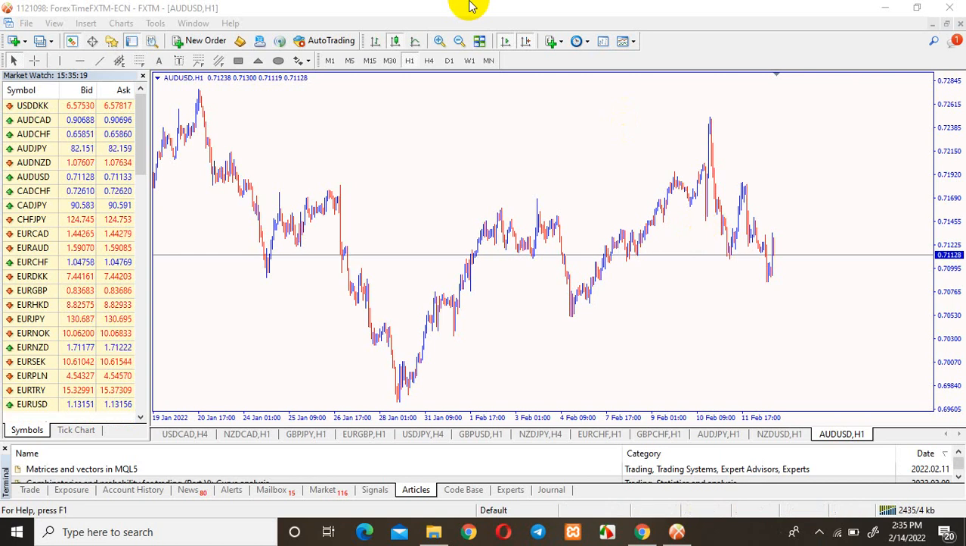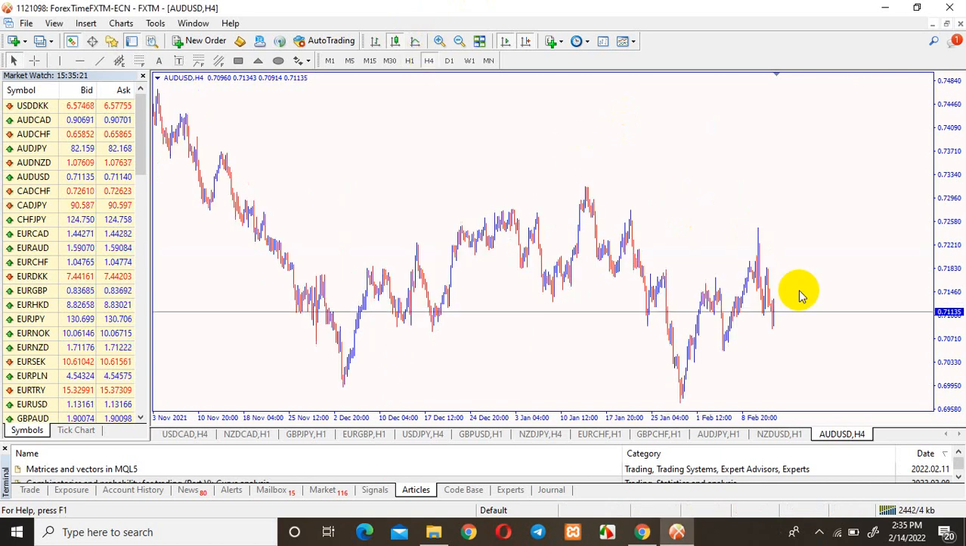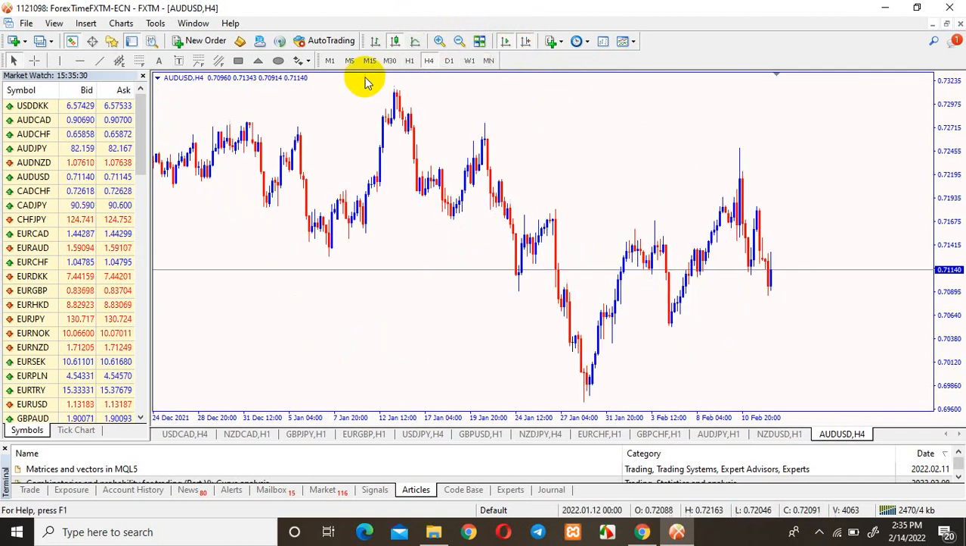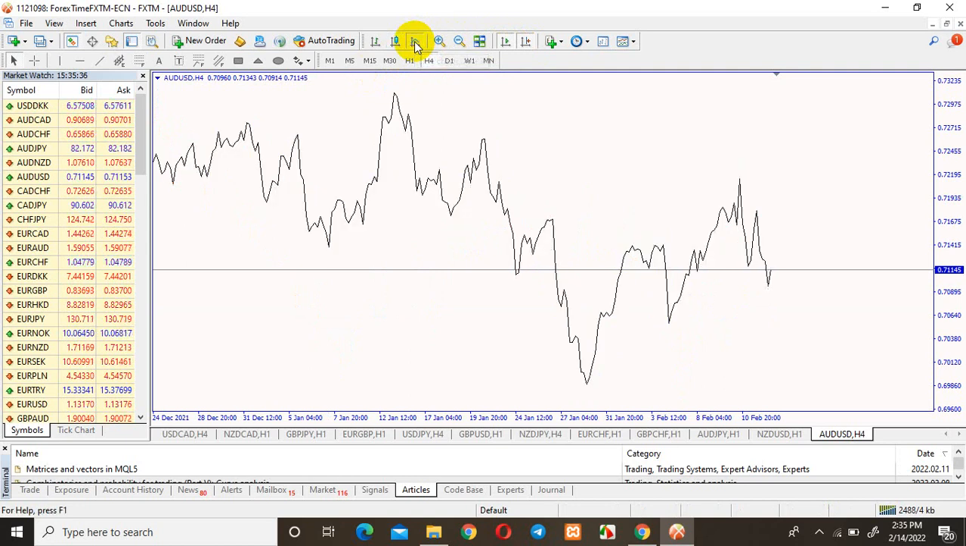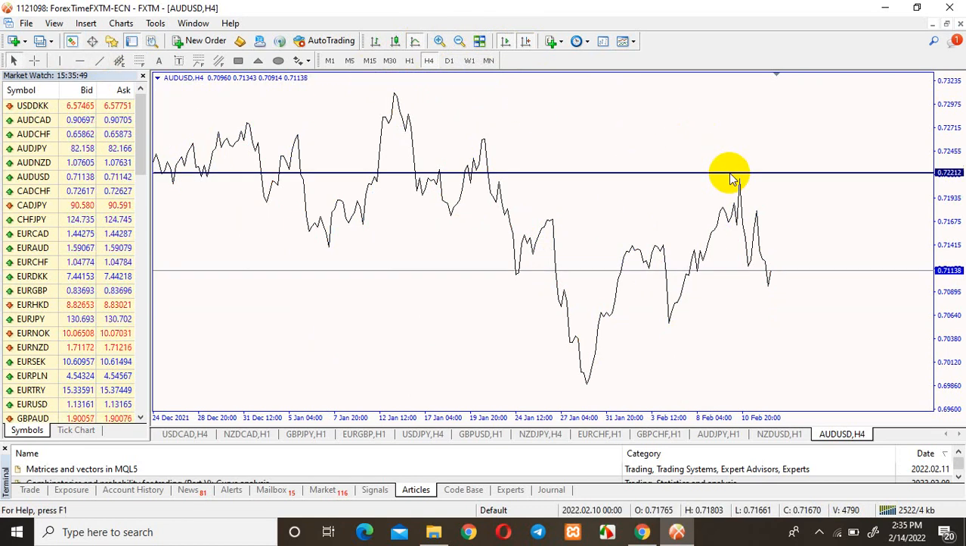Okay, in front of me here is the AUD USD H4 chart. On AUD USD, before I move to analysis, first I move to the line chart. I move my chart to line chart. This enables me to catch the support and resistance zones. Now on the H4 line chart, I have this on my chart.